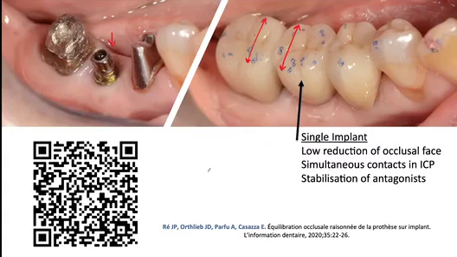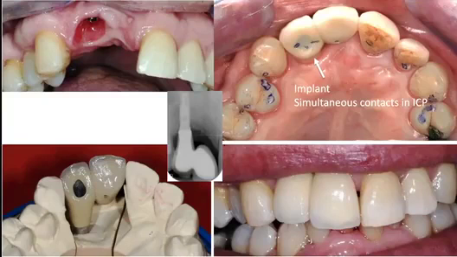Okay, and we published a paper in French on the occlusal adjustment of a prosthetic crown on implant, and with a QR code you can have the PDF of the paper. You can have a screen print if you want. We saw an example on the posterior teeth. Here is an example of anterior teeth.